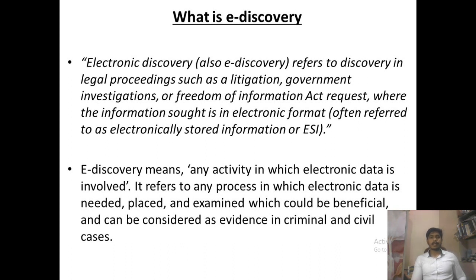So basically, it says that electronic discovery is the process when people gather and share evidence using computers and other electronic devices for a legal case. It happens at the start of a lawsuit when everyone involved has to give important documents and evidence that relate to the case. E-discovery means any activity in which electronic data is involved. It refers to any process in which electronic data is needed, placed, and examined, which could be beneficial and can be considered as evidence in criminal and civil cases.